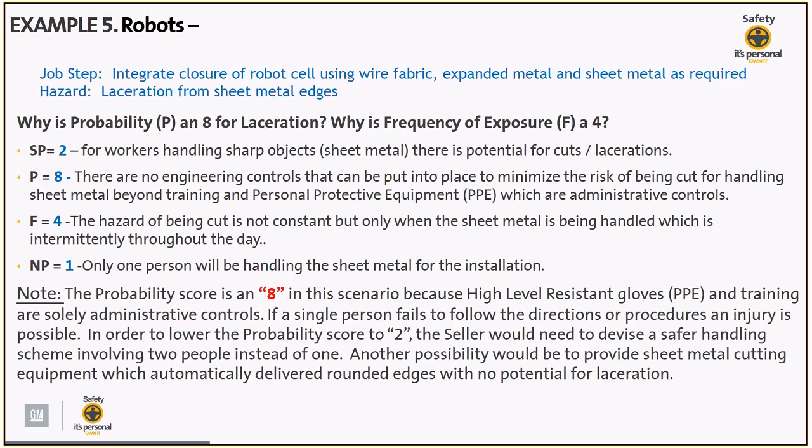In order to lower the probability score to a 2, the seller would need to devise a safer handling scheme involving 2 people instead of 1. Or another possibility would be to provide sheet metal cutting equipment which automatically delivers rounded edges with no potential for lacerations, right? So keep in mind, once again, we're looking at what layers of control they have in place, and there will be times where, just from the nature of the task, there aren't a lot of layers of control that you can put in place that are both robust and cost effective, right?